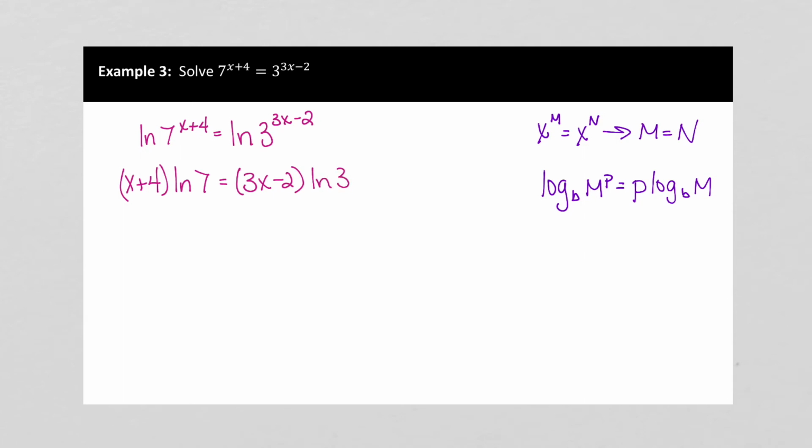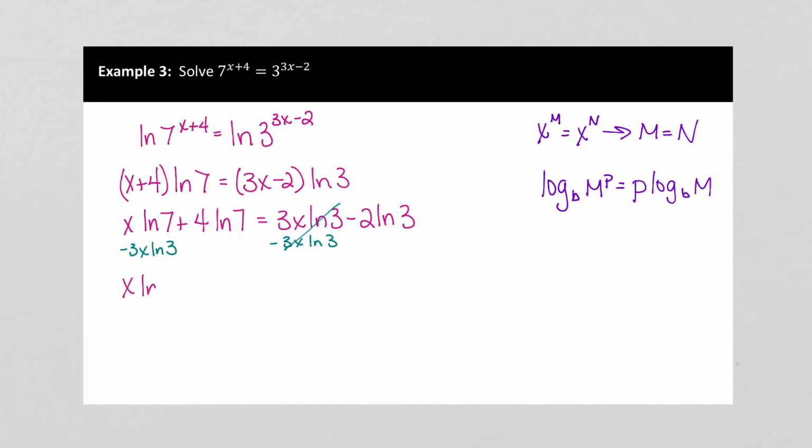From here, it's common algebra, but it is a bit lengthy because we have to distribute our natural log. So we'll have x natural log of 7 plus 4 natural log of 7 equals 3x natural log of 3 minus 2 natural log of 3. Now the next step is to get your x's on one side and anything without an x in it on the other. So I'm going to start by subtracting 3x natural log of 3 from both sides.